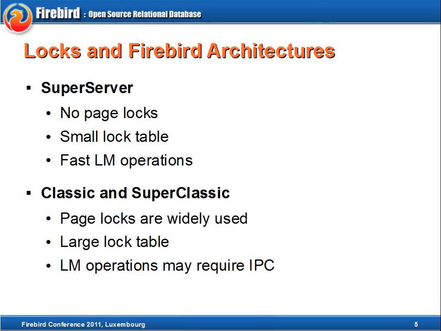And if we speak about the Classic multi-process architecture, then in order to deliver blocking notifications, IPC must be involved, and it costs quite a lot. This is one of the reasons why Super Classic was implemented in Firebird 2.5, because in the single address space, notifications are cheap and much more efficient. And of course, as we have a lot of page locks, the lock table grows, and you should pay attention to tuning it properly for your load and your database size.